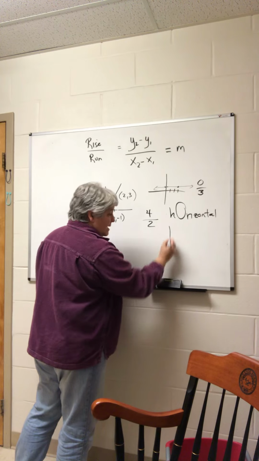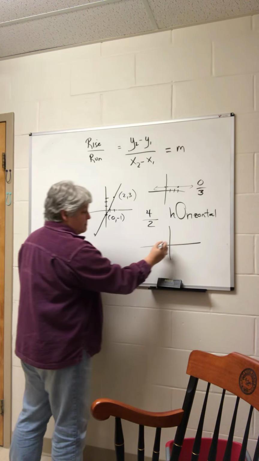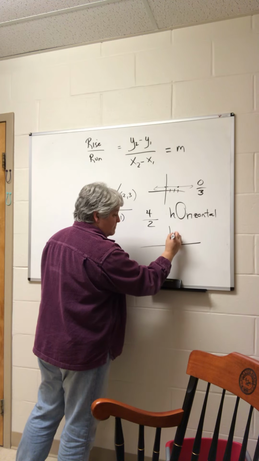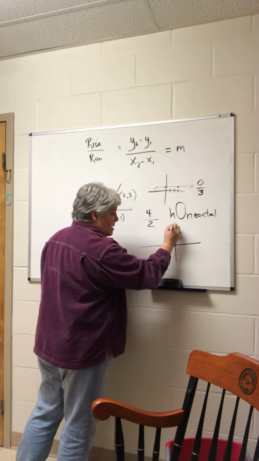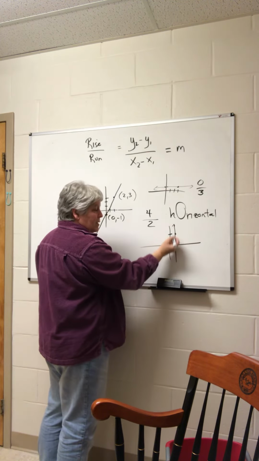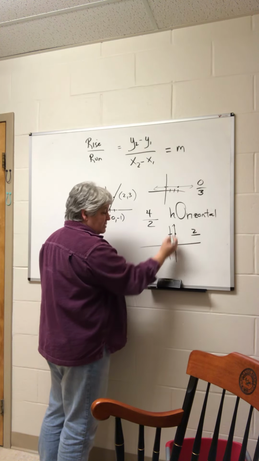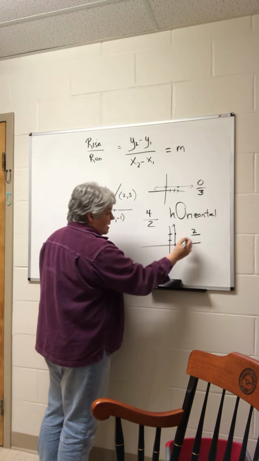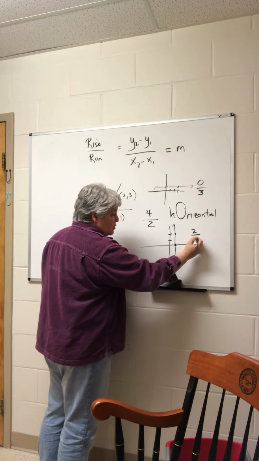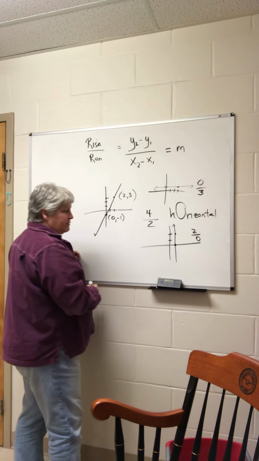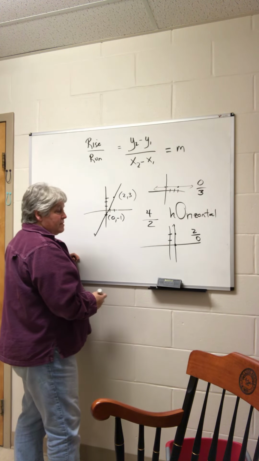With a vertical line, I rise whatever. In this case, I rose 2, but I could have risen any amount. And then I run sideways 1, not at all. I don't move sideways, that's why I'm still oriented vertically.